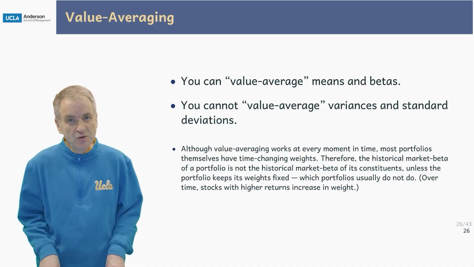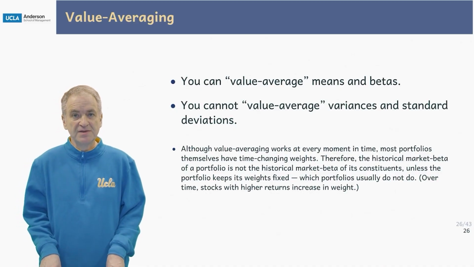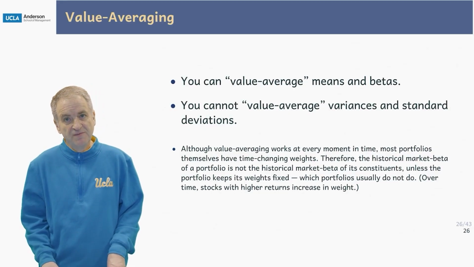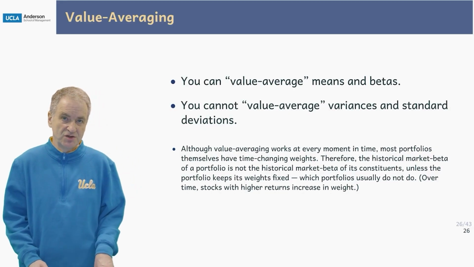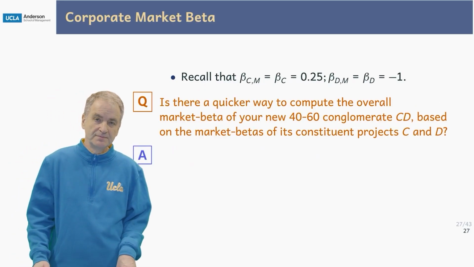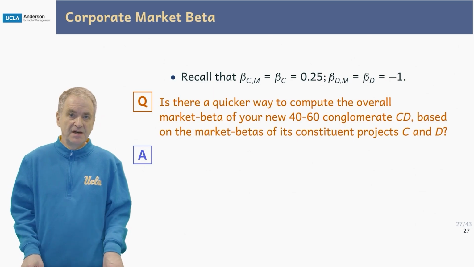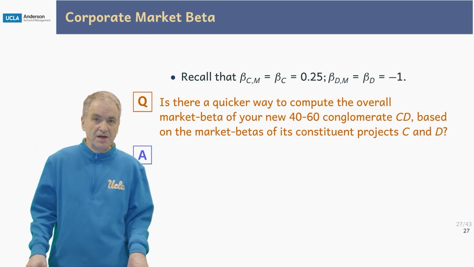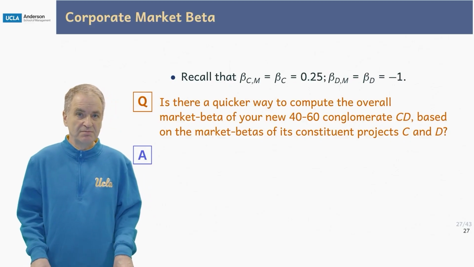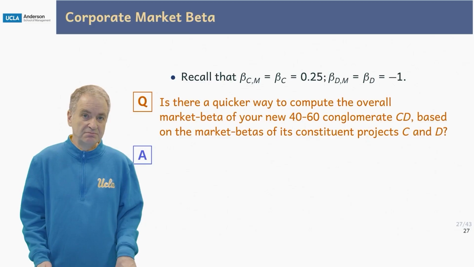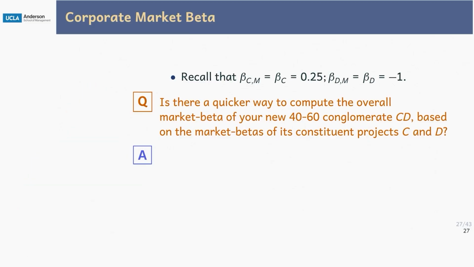Now, you can value average means and betas. You cannot value average variances and standard deviations. So, for example, in this case, recall that the beta of C was 0.25 and the beta of D was -1. So, is there a quicker way to compute the market beta? Please pause this video now, answer the question on a piece of paper, and then continue.